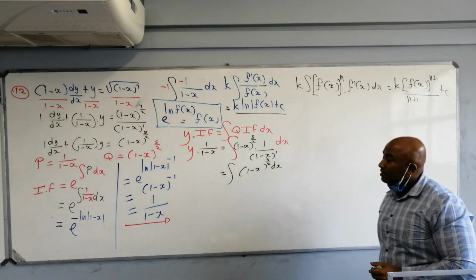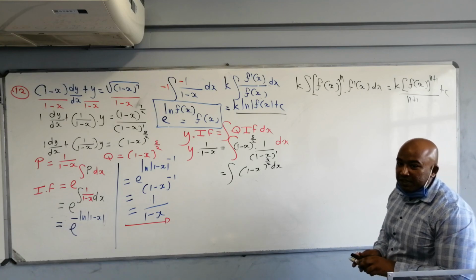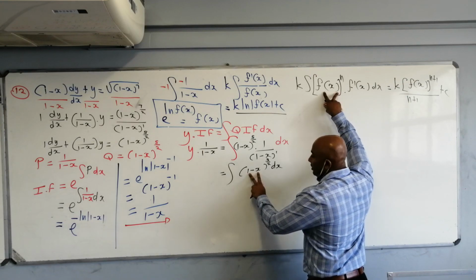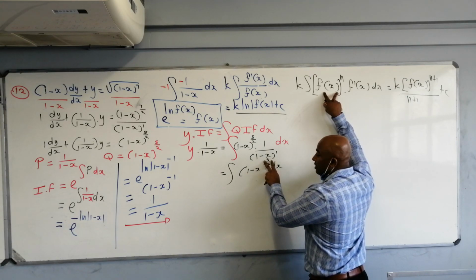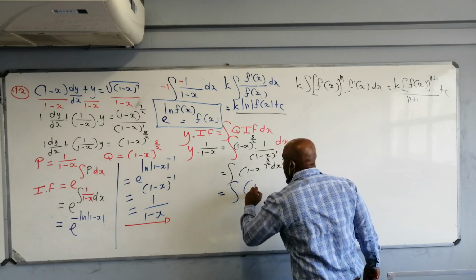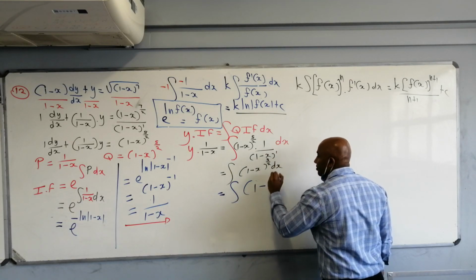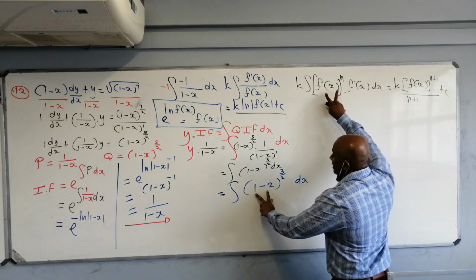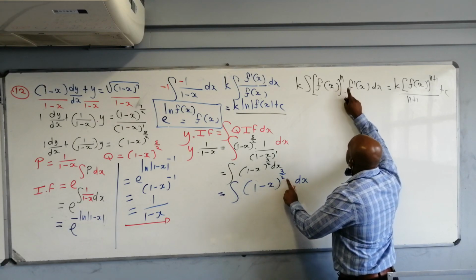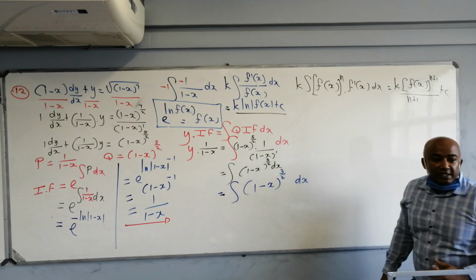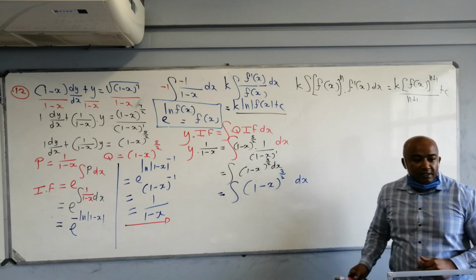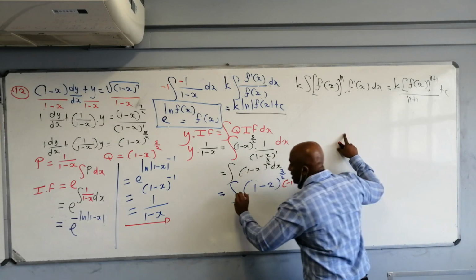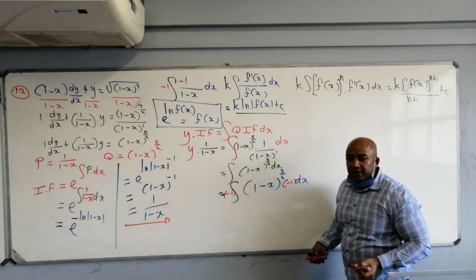Now, let's check. Is this condition satisfied 100%? Here is my f of x. Here is my power n. You must see what was there originally. Let's write this down. Here is my f of x. Here's my power n. f prime x is supposed to be here. What is the exact derivative of 1 minus x? Just minus 1. So if I put a minus 1 there, that means I need to multiply or divide, same thing, by minus 1.